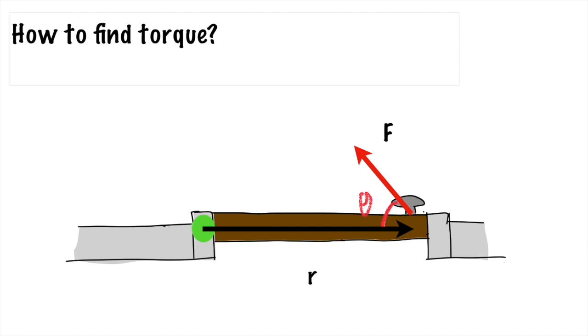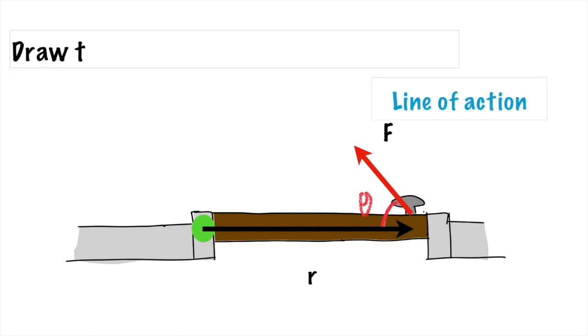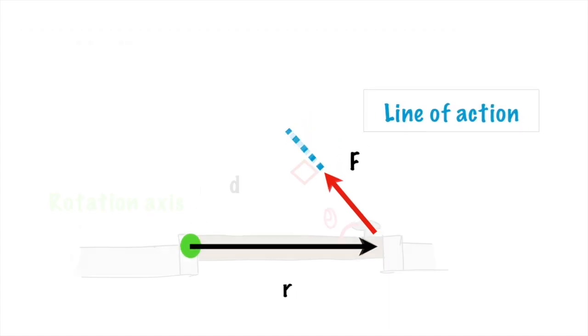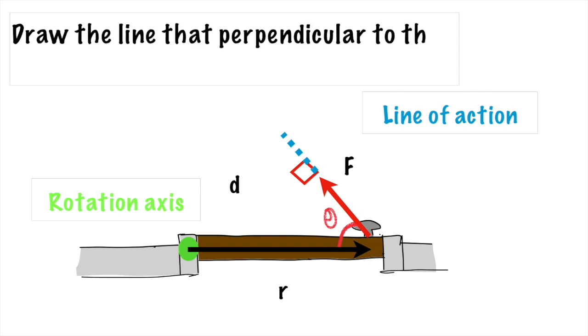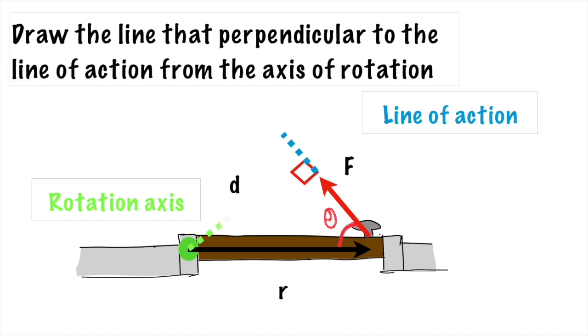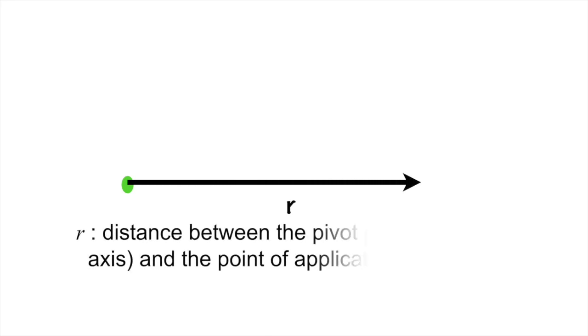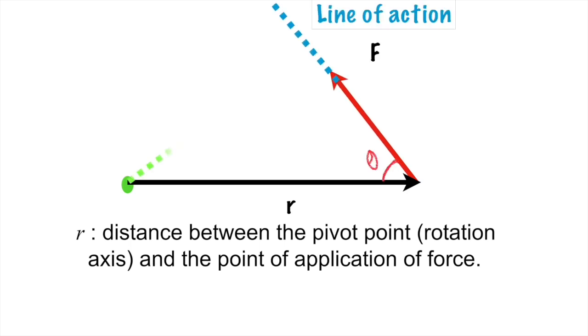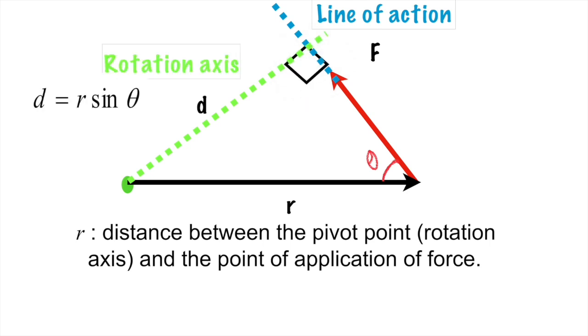How to find torque when the force has an angle theta? First, you need to draw the line of action of the force. Then, from the rotation axis, draw the line that is perpendicular to the line of action. R is the distance between the pivot point or rotation axis and the point of application of the force. From this diagram, D is equal to R sin theta.